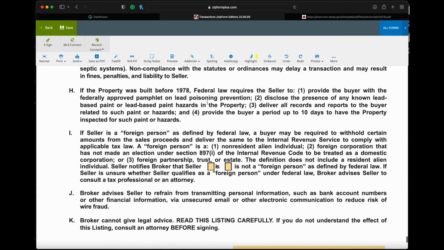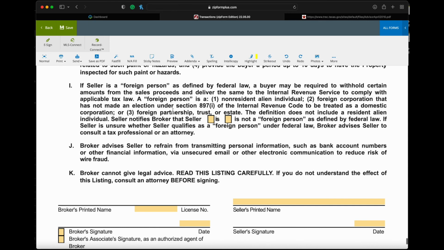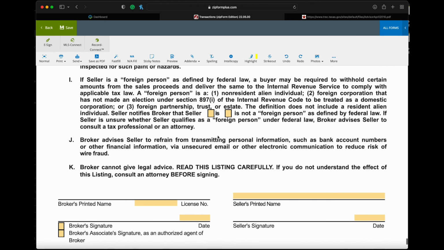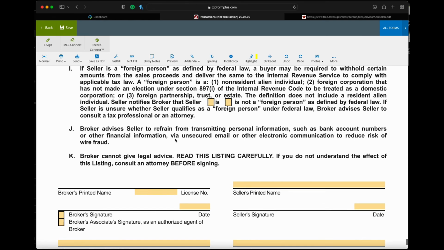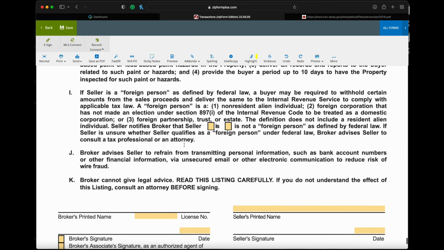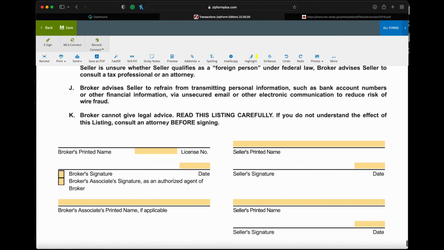If it was built before 1978, there's the lead-based paint stuff. If the seller is a foreign person by federal law, that's when this is going to apply. This is for tax purposes. I know this is very complicated with the IRS and all that stuff. Title and the mortgage will calculate all this, so you don't have to be worried too much about it. They'll take care of all that, but do ask them that. All right, and that is really about it on this.